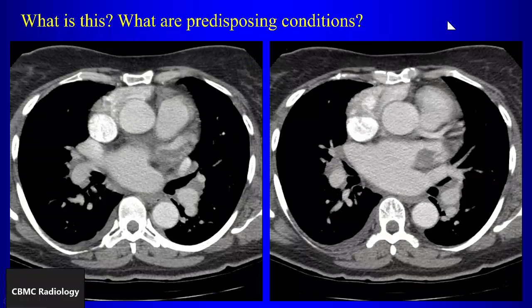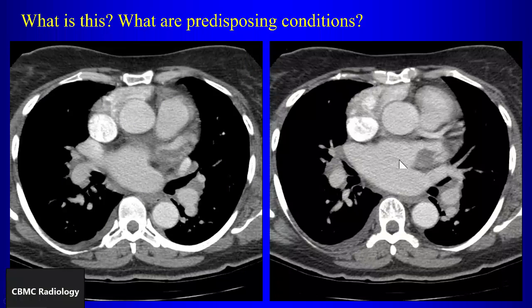Okay? So who wants to talk about this case? Filling defect in the left atrial appendage. Yes, so what could that be? Thrombus, maybe patient has AFib. Yeah, so the most common thing to give you a filling defect in the left atrial appendage is going to be thrombus. Of course, the most important underlying condition is atrial fibrillation.